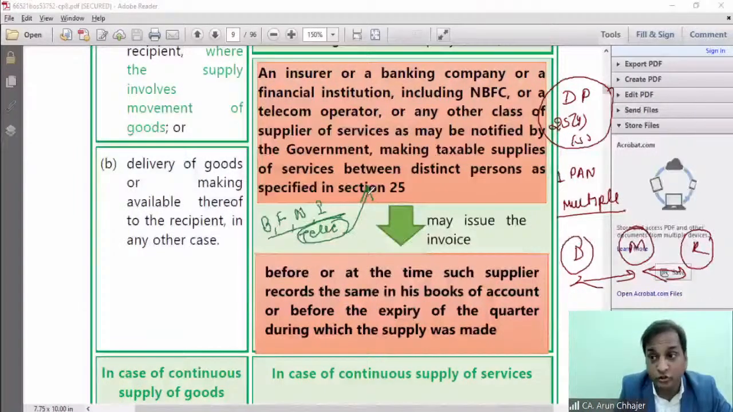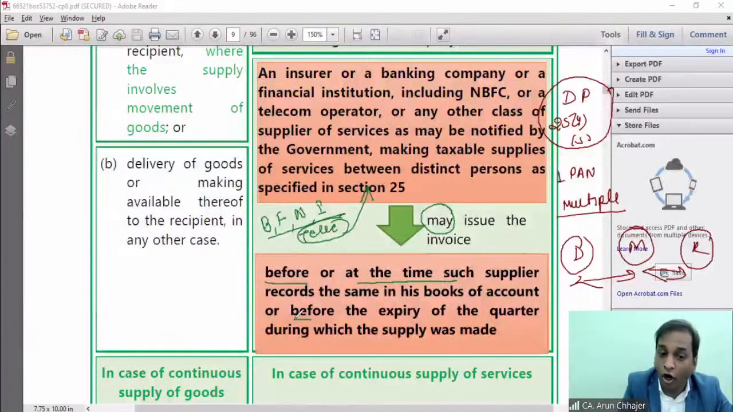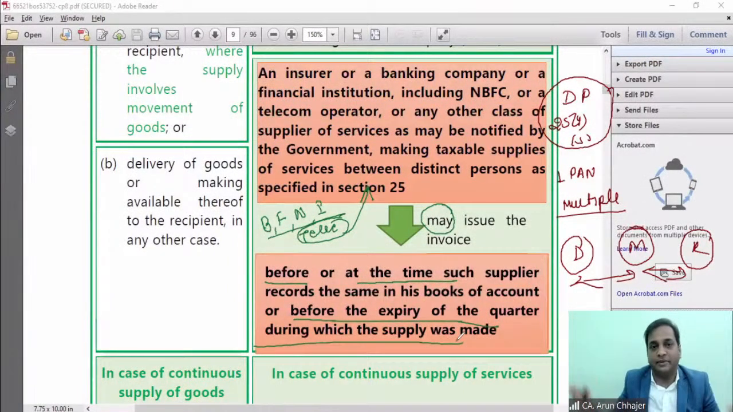What is the time limit to issue the tax invoice? They have the option that either before or at the time such supply is recorded in the books of accounts, or before the expiry of the quarter during which supply was made. So either before the quarter or at the time when he records the same in his books of accounts, as per section 31 subsection 4.